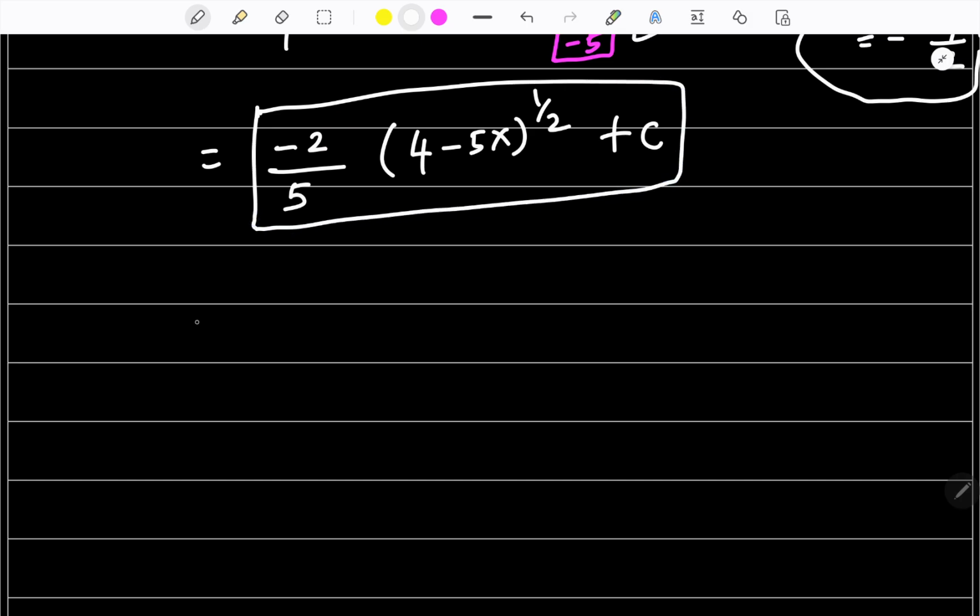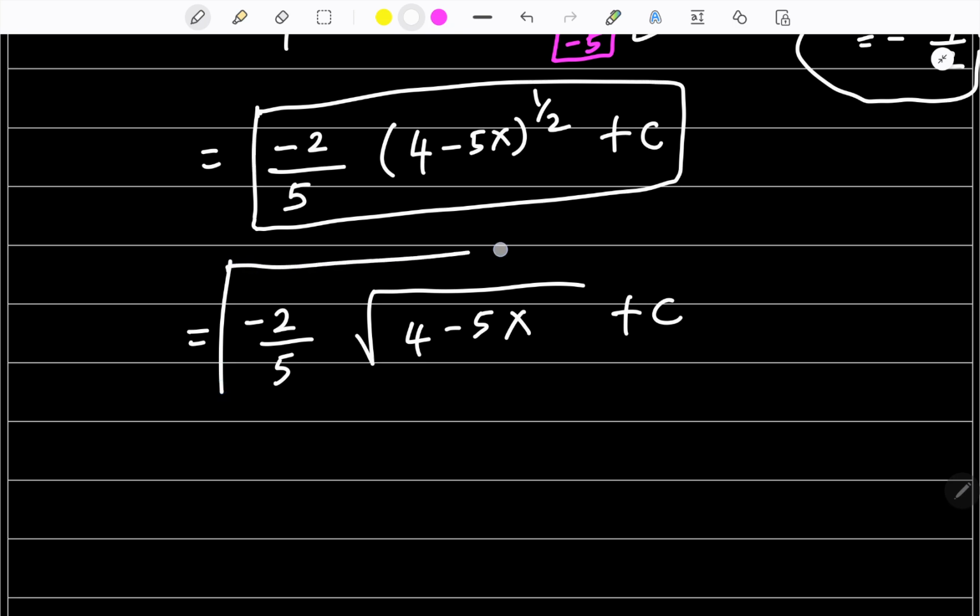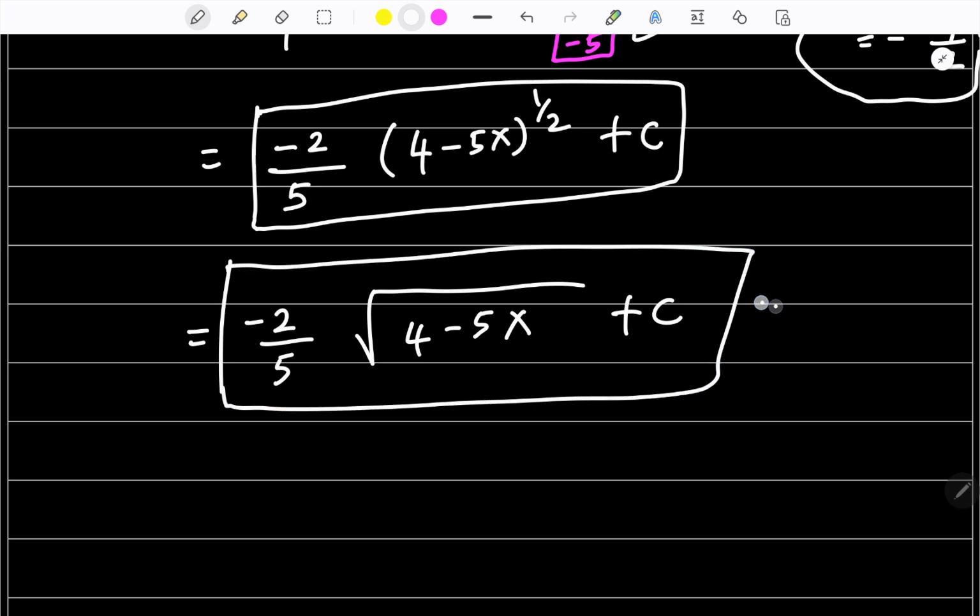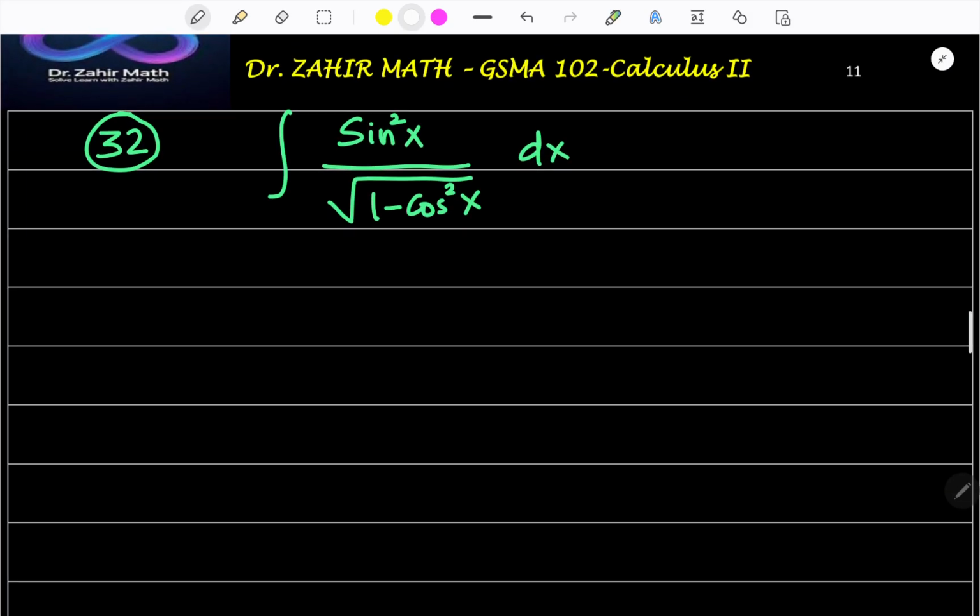But still, if you want beautiful answer, you can write negative 2 over 5. And this can be written as what? 4 minus 5x plus integrating constant c. Clear, everybody? Right? Yes. So now the second question is over. Let's go to the third question.